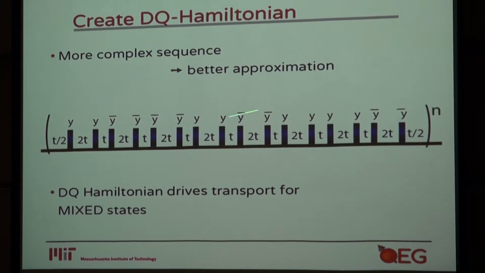And this type of Hamiltonian engineering really can draw a lot of ideas from old theories in NMR, in which they've been able to generate rules in order to have better and better approximation and better control on these complex many-body Hamiltonians. Again, using this type of sequence, I can generate on average over the cycle time my desired Hamiltonian. And as I say, this type of double quantum Hamiltonian actually drives quantum information transfer in mixed state.